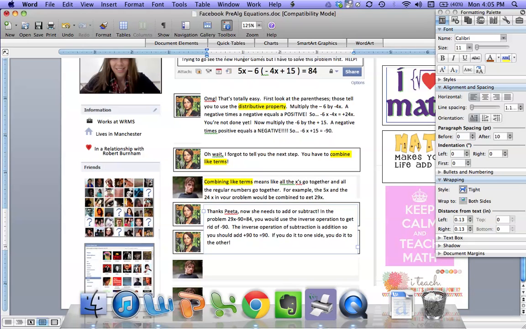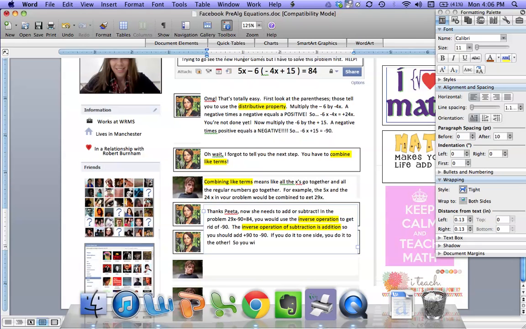And if you do it to one side, you do it to the other. Okay, so let's look for some of those key terms. Now she needs to add or subtract. There's where we are at in our problem. You need to use the inverse operation. I'm going to highlight that to get rid of negative 90. The inverse operation of subtraction is addition. That is another key point. So you should add 90 to negative 90. If you do it to one side, you do it to the other.